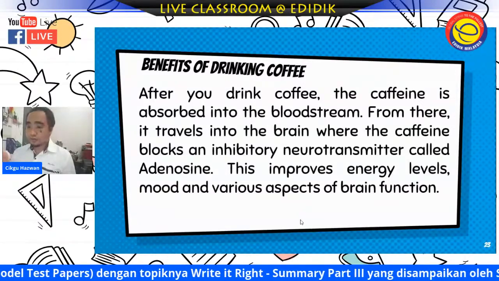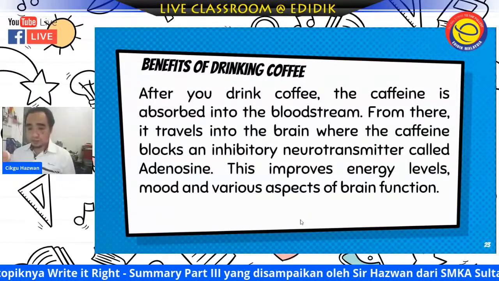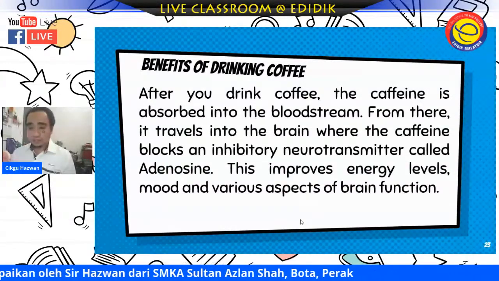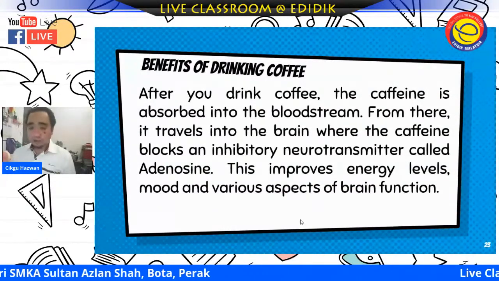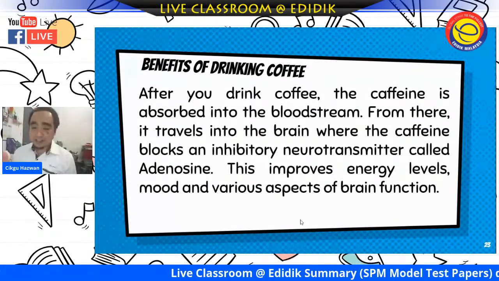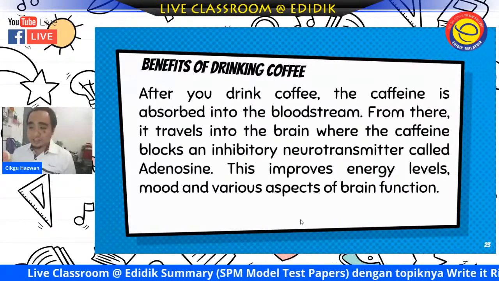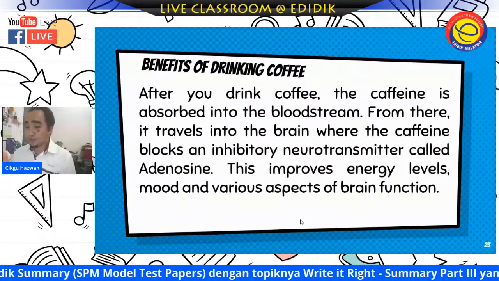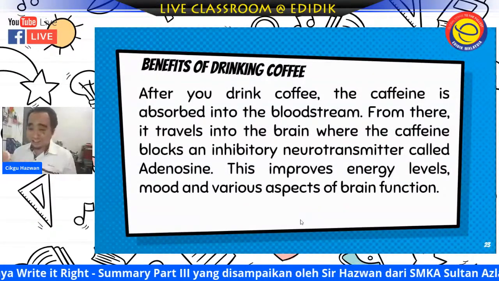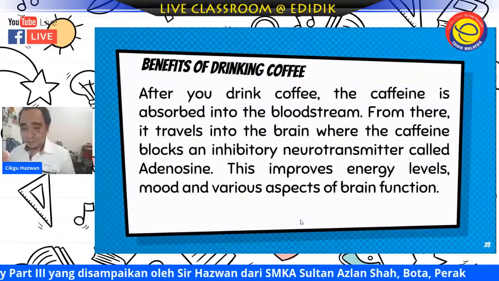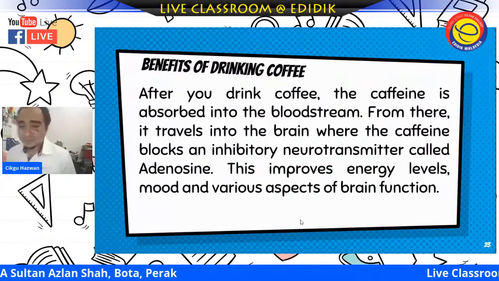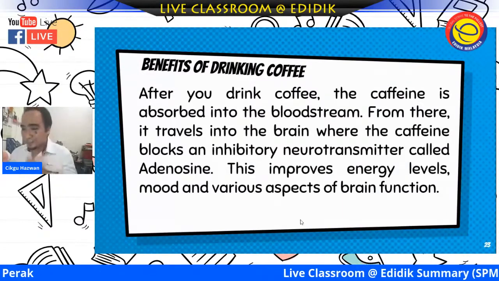After you drink coffee, the caffeine is absorbed into the bloodstream. From there, it travels into the brain where the caffeine blocks an inhibitory neurotransmitter called adenosine. This improves energy levels, mood, and various aspects of brain function. Okay, just forgive me if I pronounce this inhibitory neurotransmitter wrongly. I hope it's adenosine or maybe adenosine. Okay, so you have this particular paragraph.